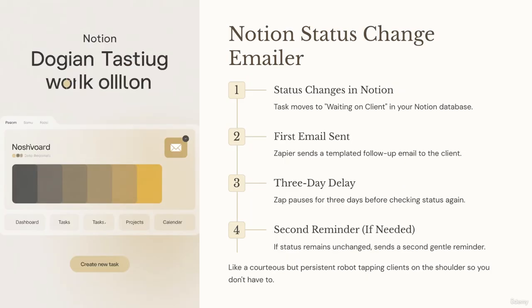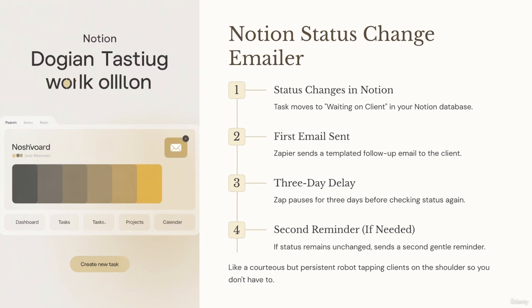And finally, here's a slick one. Notion Task Status, Email Reminder. Let's say you're waiting on a client. You update a Notion Task Status to Waiting on Client. Zapier notices the change. It checks if the new status matches, then sends a templated follow-up email through Gmail.